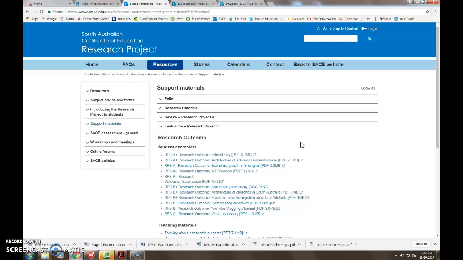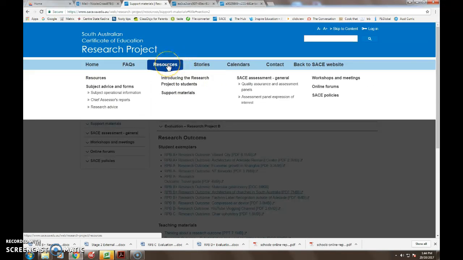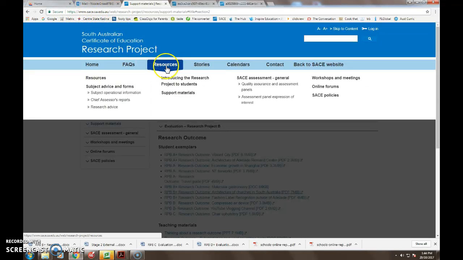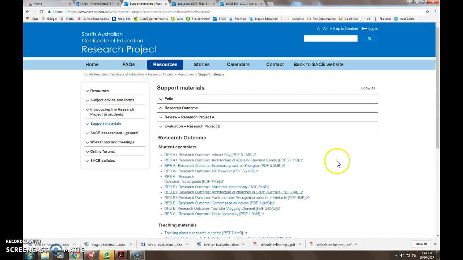Okay, so we're going to start with the SACE board website. So you can access this yourself. Just go to sace.sa.edu.au. Go into the resources, support materials, and it will take you to a page that looks like this. Anything on here is accessible by you, it's accessible by me, it's accessible by any student who is undertaking SACE this year, and the information is here for you to access and look at, get ideas, etc.